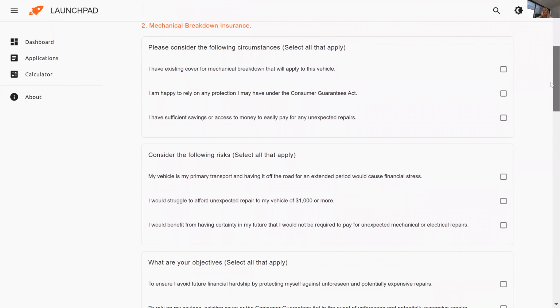All right, so mechanical breakdown insurance. These are the questions, again, driven from the CFF around whether or not they will fit the requirements and suitability for the customer. Please consider the following circumstances. Select all that apply. I have existing cover for mechanical breakdown that will apply to this vehicle. I am happy to rely on any protection I may have under the Consumer Guarantees Act. I have sufficient savings to pay for any unexpected repairs.